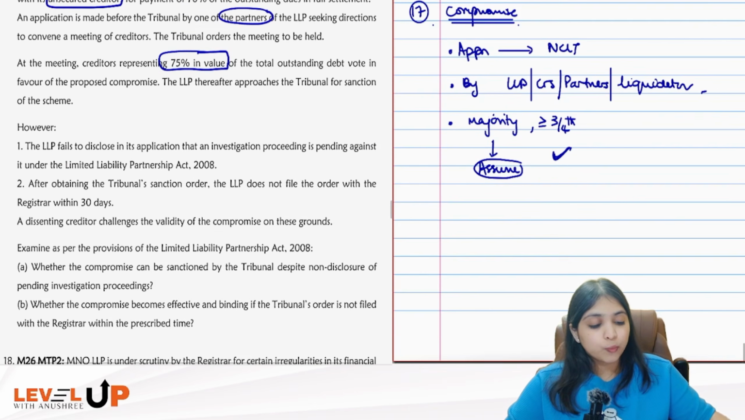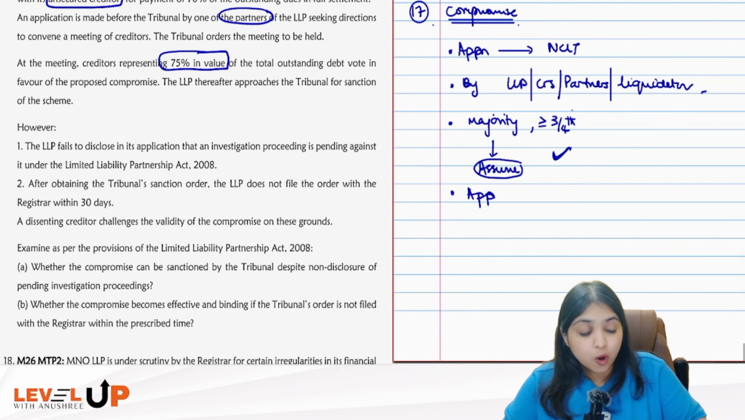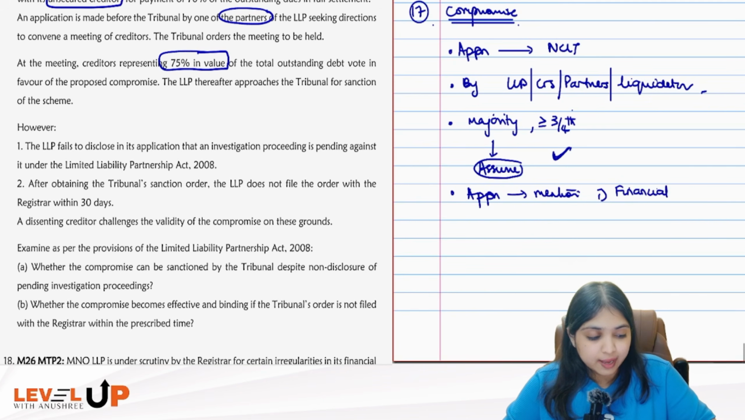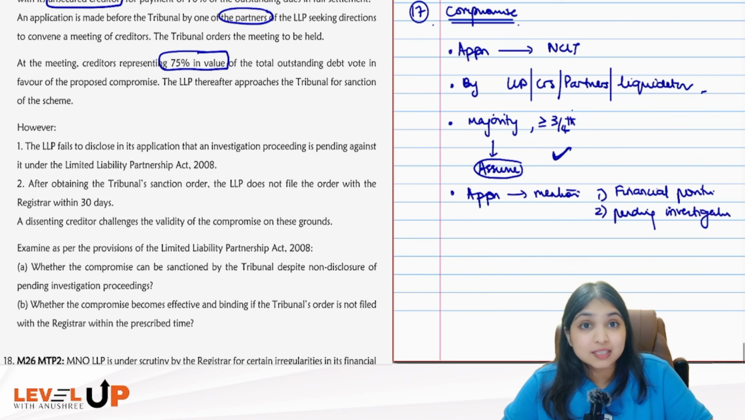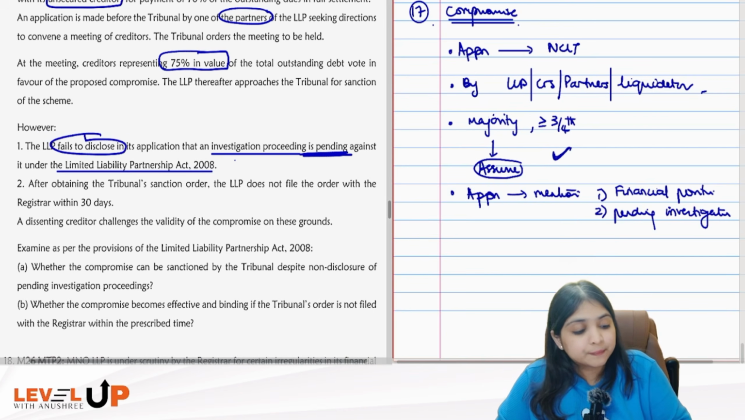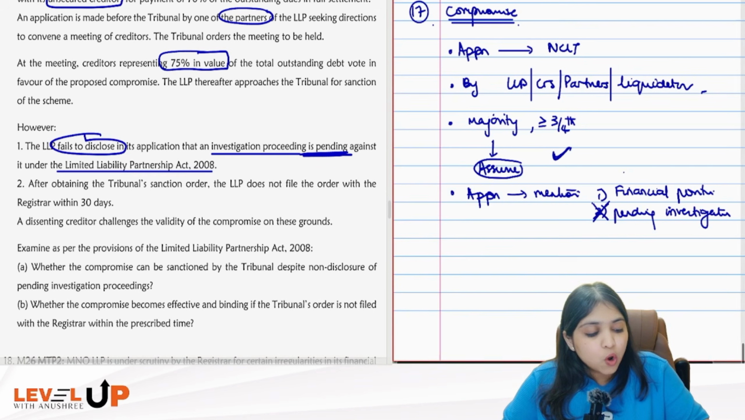See, listen carefully. Whenever we make an application for compromise, in this application we have to mention two things. Number one, we have to mention the latest financial position of the LLP, and number two, we also have to mention any pending investigations. Are there any pending investigations against the LLP? Even this has to be mentioned. But here they are saying in the application, we did not mention an investigation proceeding which is pending against the LLP under the LLP Act. LLP failed to disclose it. So because in the application, we have not mentioned the pending investigation proceedings, the NCLT will not sanction the compromise.